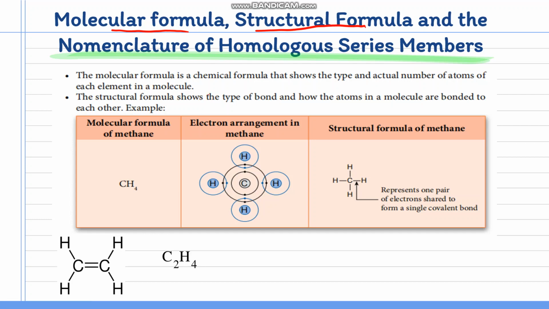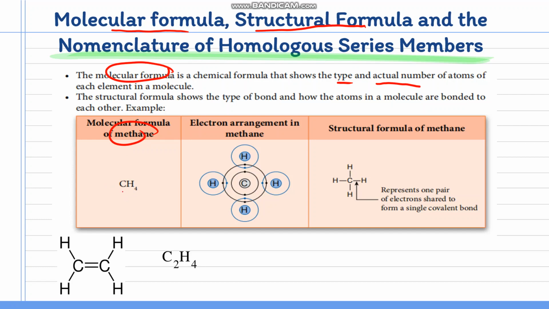Basically, the molecular formula is a chemical formula that shows the type and actual number of atoms of each element in a molecule. So for the molecular formula, you will know the number of atoms for each element in a molecule. For example, the molecular formula for methane is CH4.